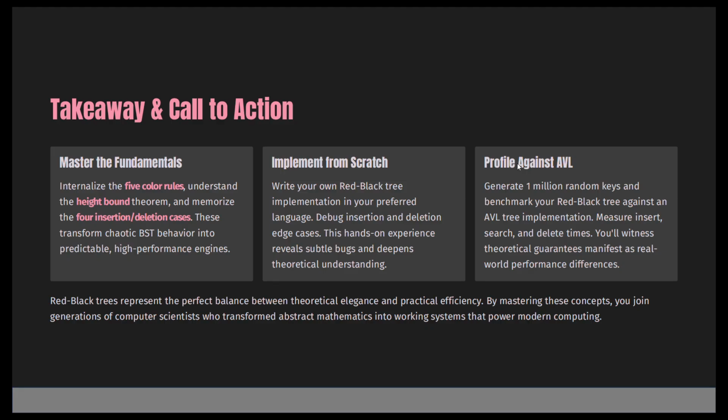Conclusion. To conclude, red-black trees transform a simple binary search tree into a balanced and efficient data structure. By following the 5 color rules, they ensure the tree never becomes too tall. This guarantees that search, insertion, and deletion operations always run in O(log n) time.